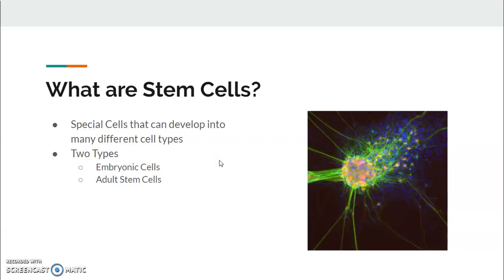So stem cells are actually special cells that can develop into many different types of cells. But when I say many different types of cells, this ranges anywhere from muscle cells, liver cells, to brain cells. So they can be all types of cells. There are two main types of stem cells, embryonic cells and adult stem cells, and I'll talk a little bit more into those as we move on through the slideshow.